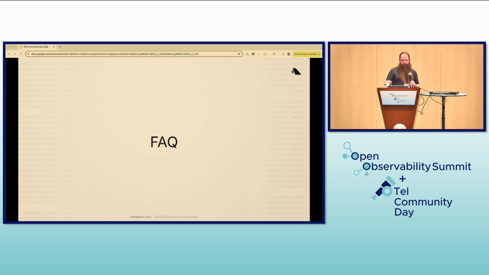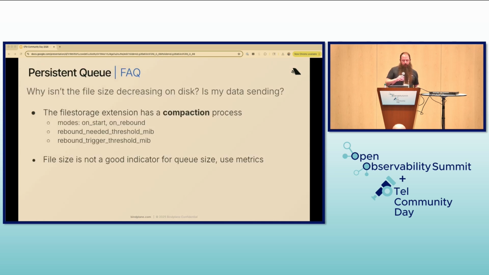All right, so let's get through some of these FAQs. As a customer-facing engineer, these are the kinds of questions I get asked about the persistent queue, so hopefully they'll be useful for everyone else as well. One of the big ones is: the file size on disk is not decreasing. Is my data getting sent? That's a really logical question. You know this data is getting written to disk.